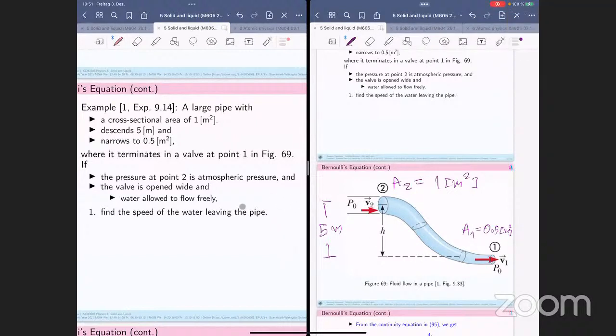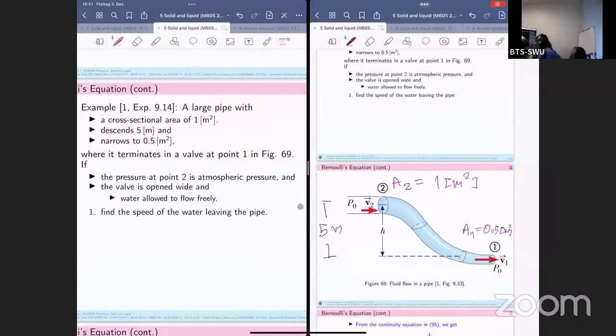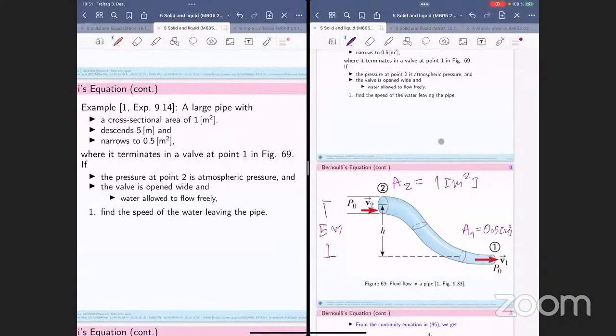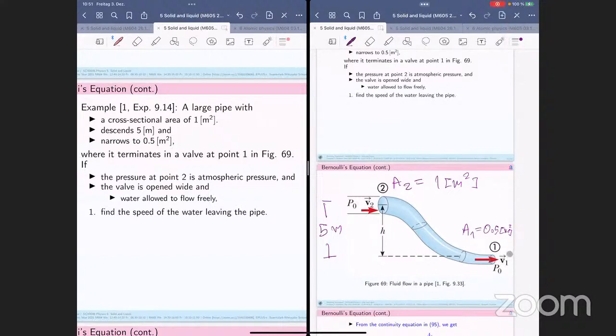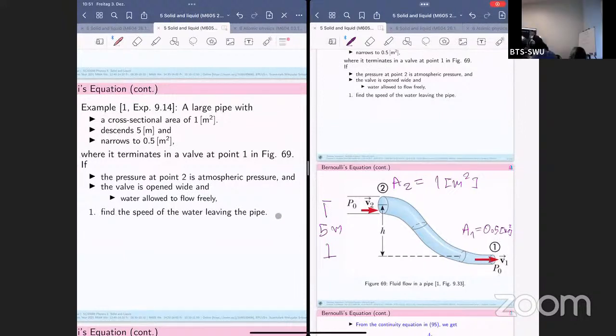Yes, let's go ahead with that. The pressure at point 2 is atmospheric pressure, so the pressure here is P0. I cannot remember the atmospheric pressure value. It's P0, and the valve is open wide, and water is allowed to flow freely, so the water can flow easily without any restriction. The pressure at this location is also the atmospheric pressure P0. Find the speed of the water leaving the pipe.